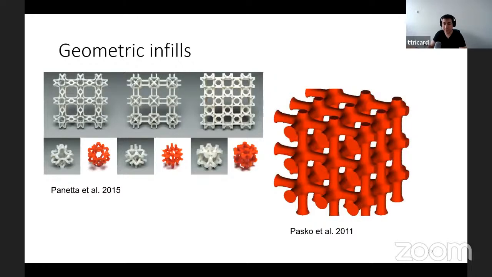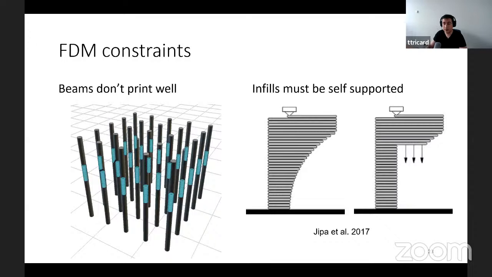Geometric infill can have many shapes. Here are a few examples by Panetta and colleagues and Pasko and colleagues. Those examples, for example, can adapt for density here. But the problem with these patterns is that they don't really follow FDM constraints. Typically, for example, they are formed with beams that do not print well in FDM, and also they have parts of the shape that are not well supported.